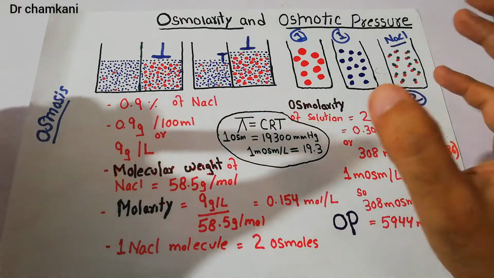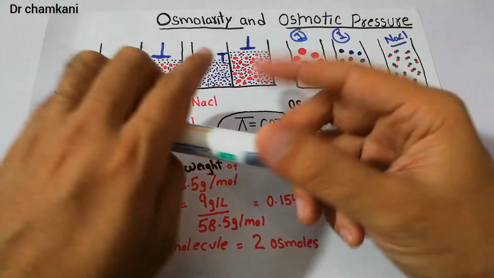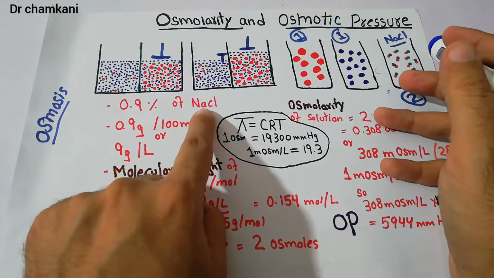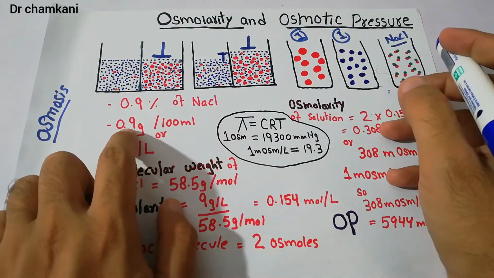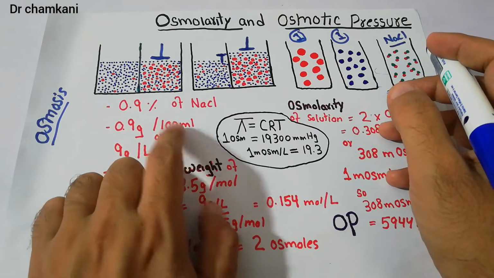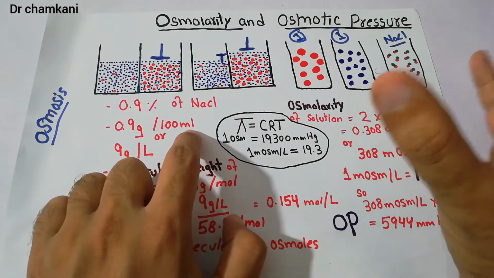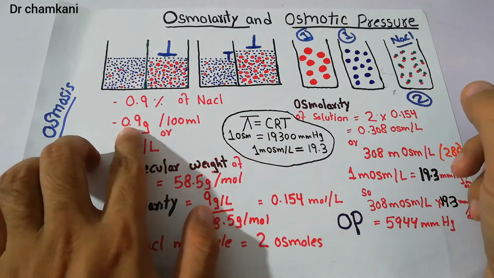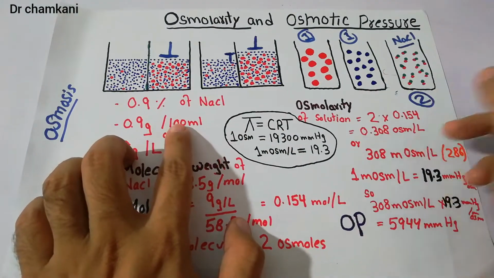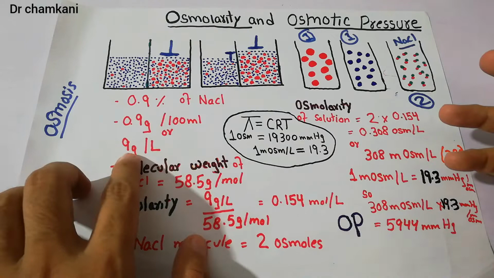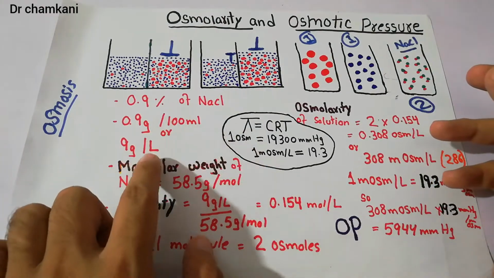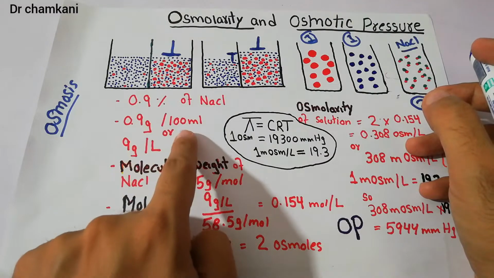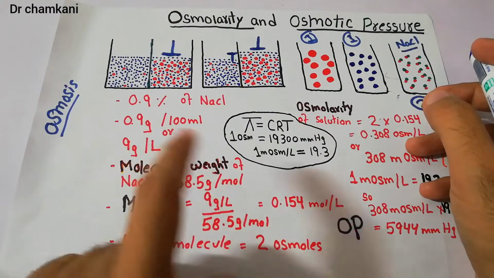Now, if we have a sodium chloride solution, for example, and we call it 0.9% sodium chloride, it means that we have 0.9 gram of sodium chloride per 100 ml of water. A 0.9% sodium chloride solution means we have 0.9 gram sodium chloride per 100 ml, or it simply means we have 9 grams per 1000 ml, or per liter.